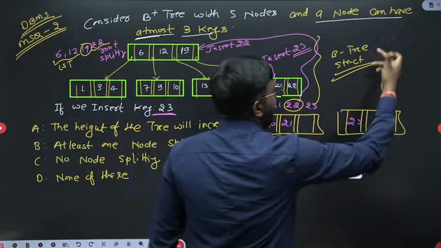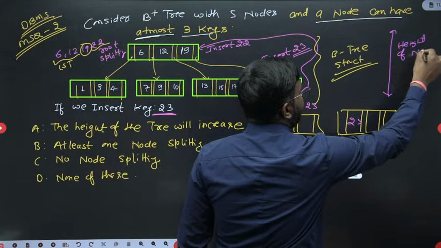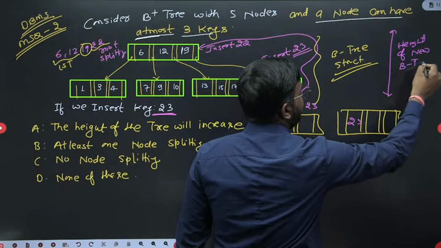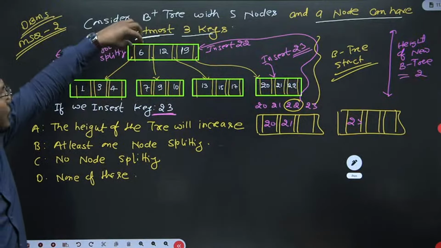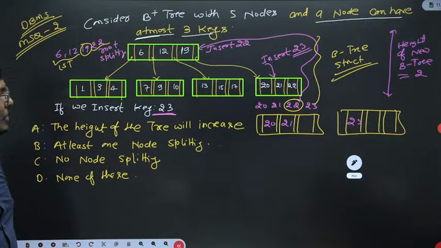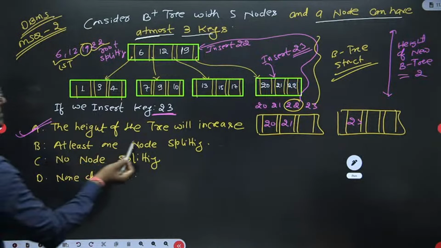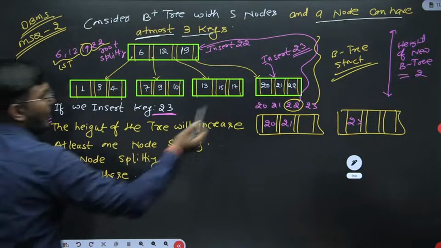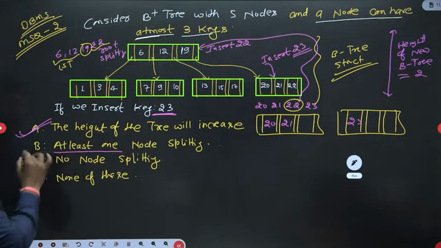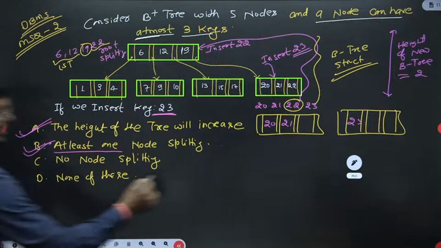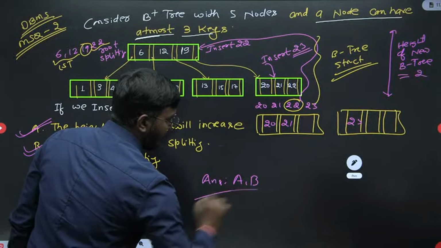The height of the new B tree will be only 2, because now the height is 1. If you perform the root node splitting, then the height becomes 2. So A is correct. And at least one node splitting is performed: one is the leaf node and one is the root node. So we are performing at least one, meaning one or more, so B is also correct. Understood? So the answer is A and B. Any doubt here?